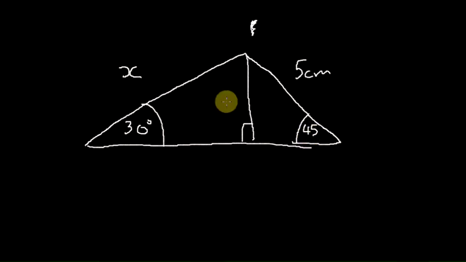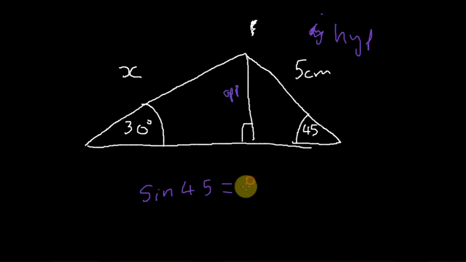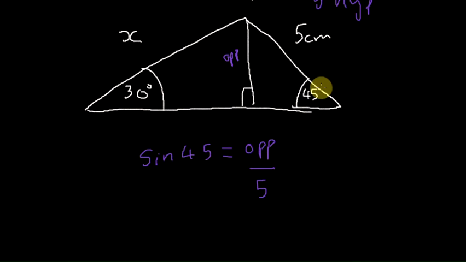So let's do it in a different colour. We're going for the opposite, and we know the adjacent. No, sorry, that's hypotenuse. So opposite over hypotenuse is sine. So sine 45 equals opposite over 5. So we have enough information to work out the opposite.